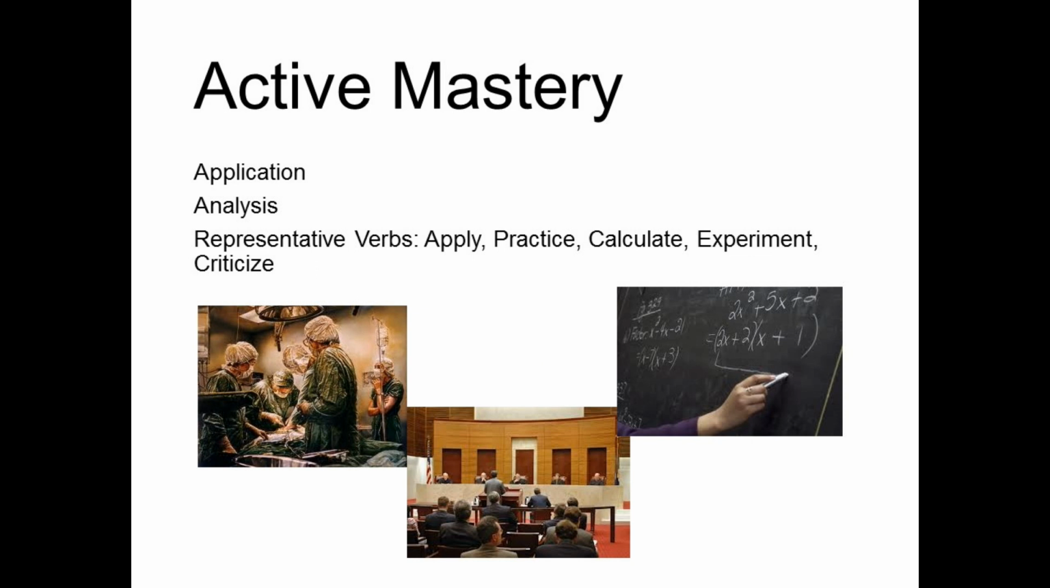Active mastery suggests the ability to take content and to be able to apply it in a particular situation. So with active mastery, we're talking about the application of things, the analysis of things. In Bloom's language, some of the representative verbs are apply, practice, calculate, experiment, criticize.